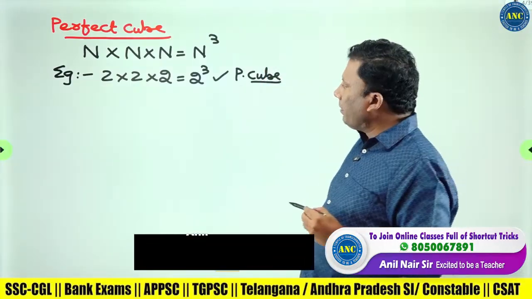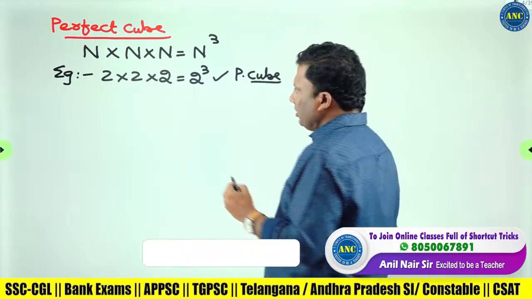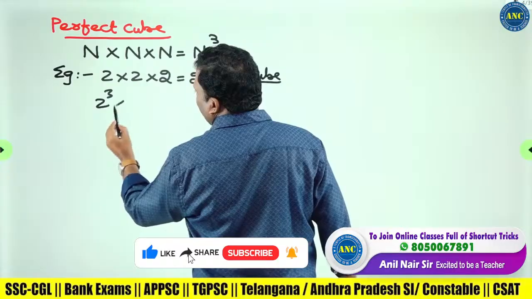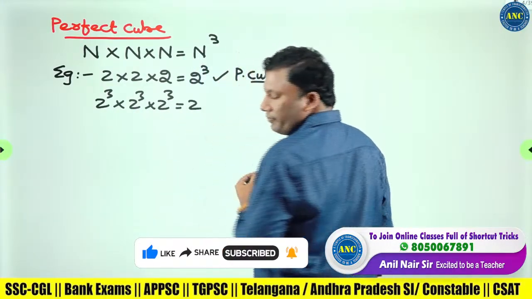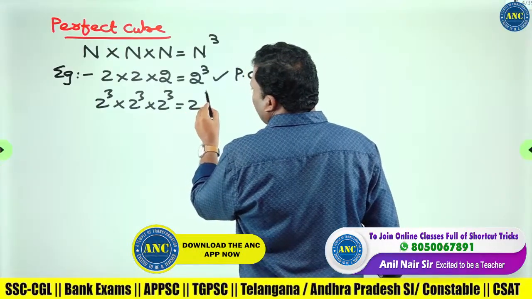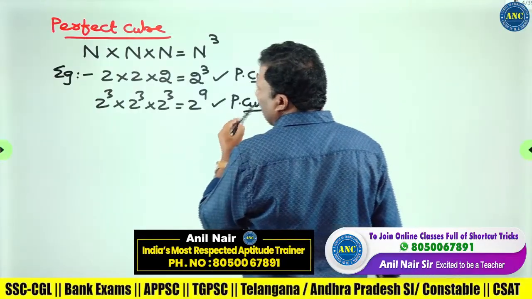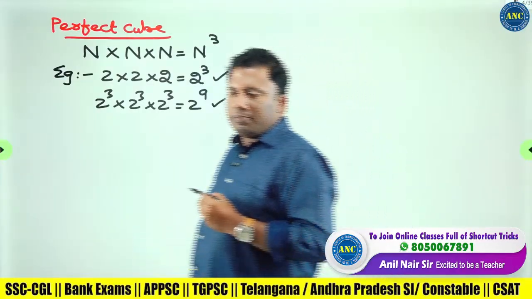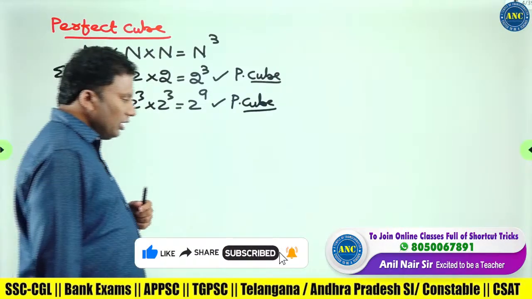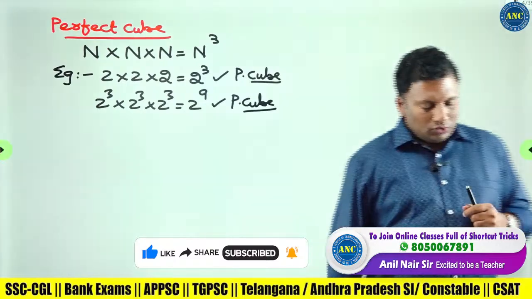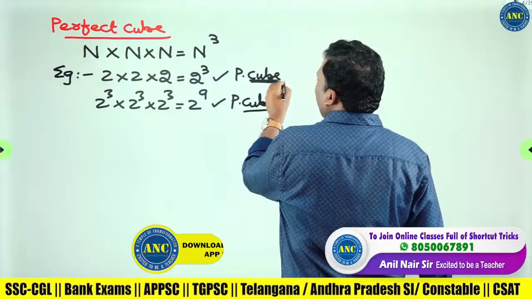Take any number, multiply it 3 times, it is a perfect cube. If I take 2 cube, same number, if I multiply 3 times, 2 cube, 2 cube, 2 cube, that is 2 power 3 plus 3 plus 3, which is 9. It is a perfect cube. Cube means power should be, first property.